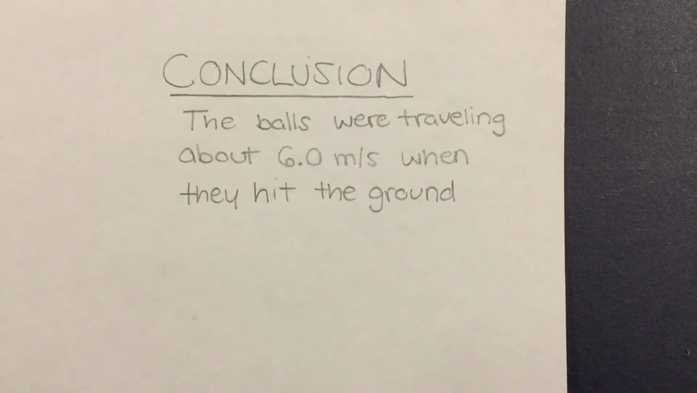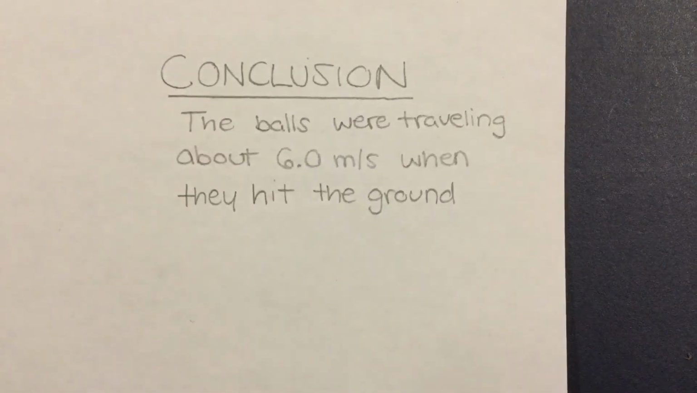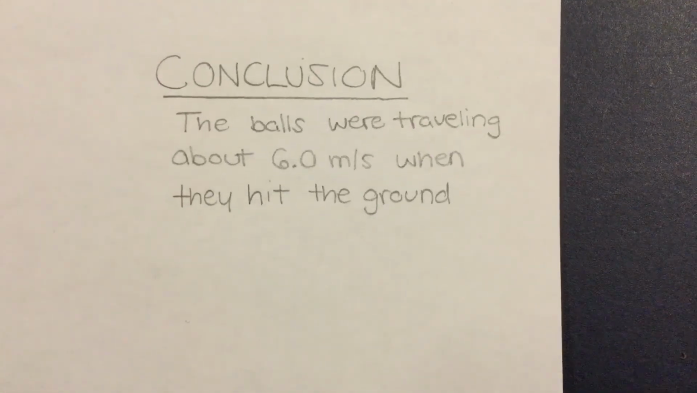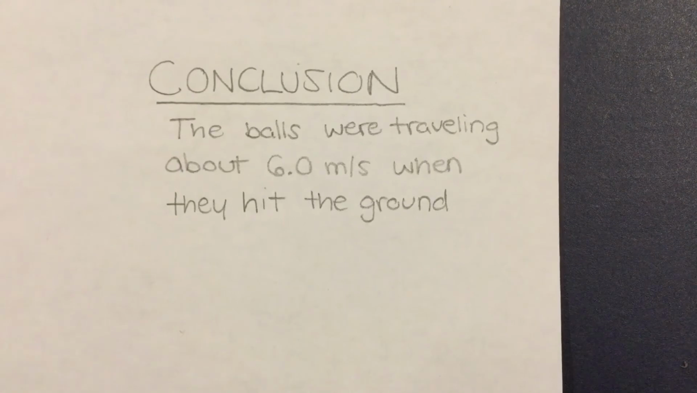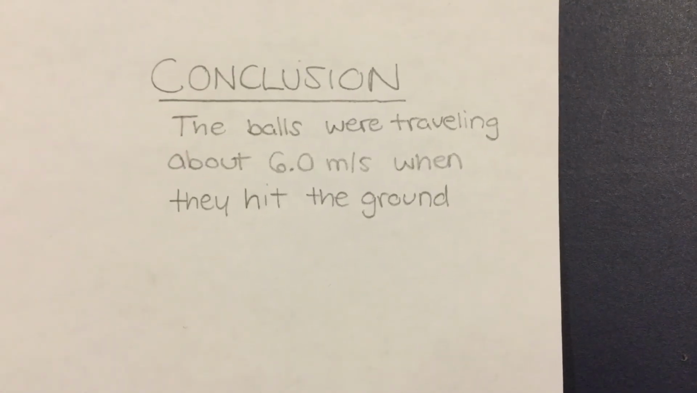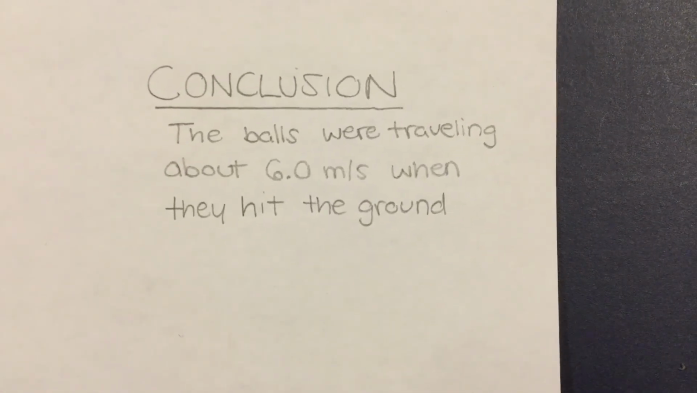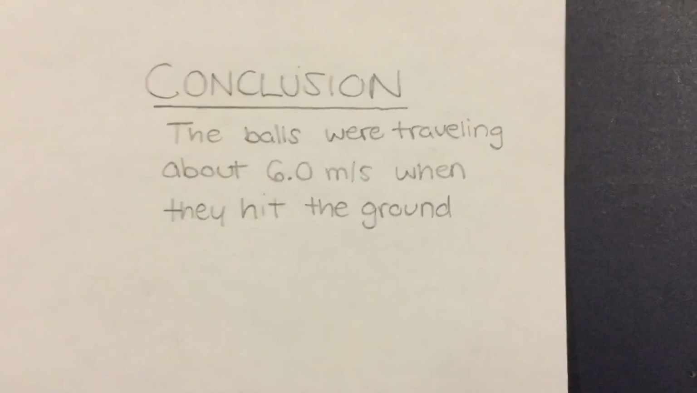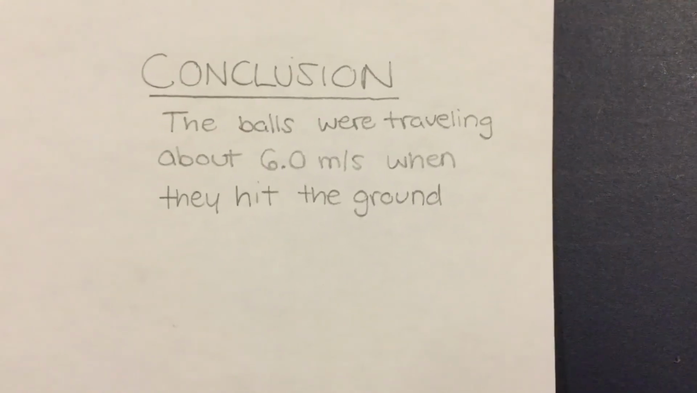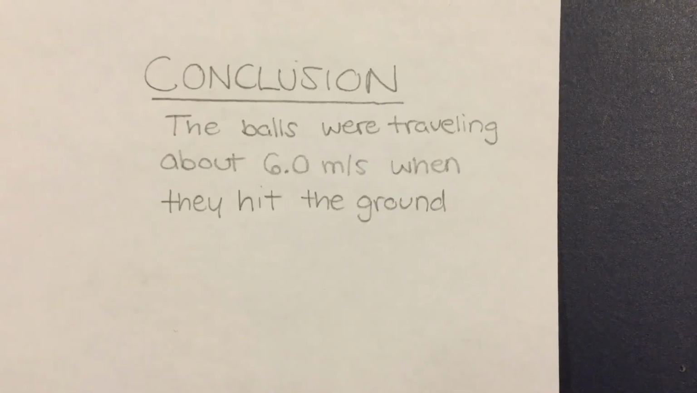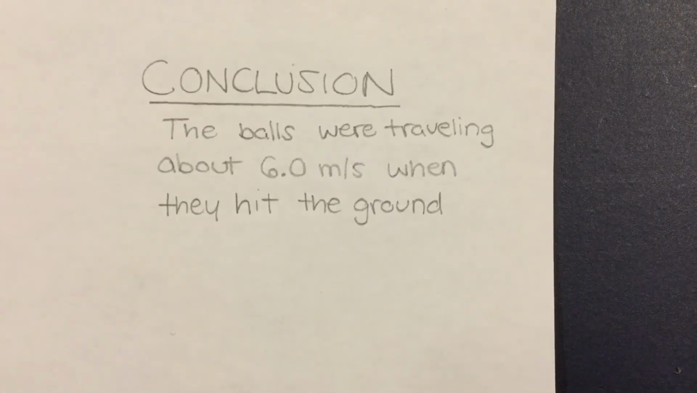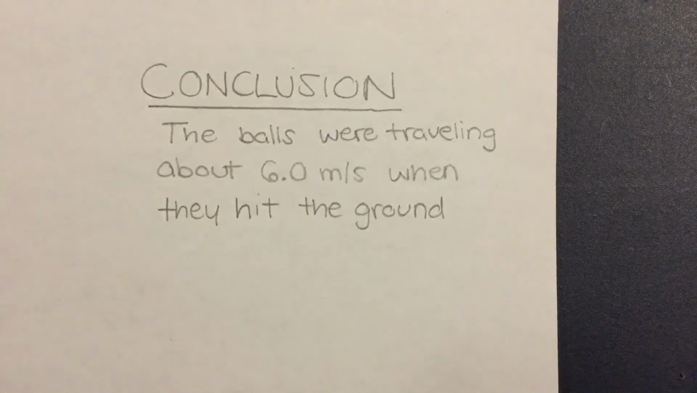In conclusion, both balls were traveling about 6 meters per second when they hit the ground. So if you use our original equation, that equation is true for any object in free fall, where the velocity is equal to the square root of 2 times the force of little g times the height of that object. Note that in free fall means that the only force acting on the object is gravity, and air resistance is negligible.